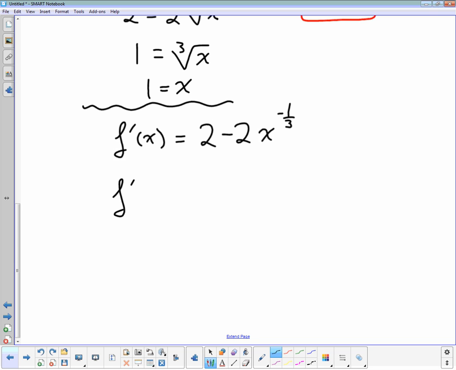Right. So this is the derivative of 2 and 0. And I wind up with negative 2 times the negative 3/3 number. So x to the negative 4/3.